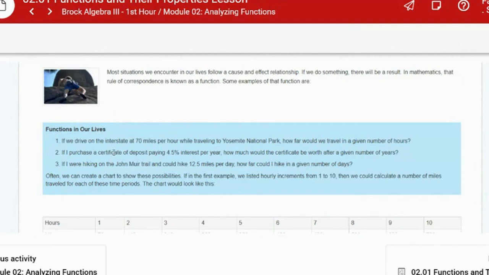If we drive on the interstate at 70 miles an hour while traveling to Yosemite National Park, how far would we travel in a given number of hours?